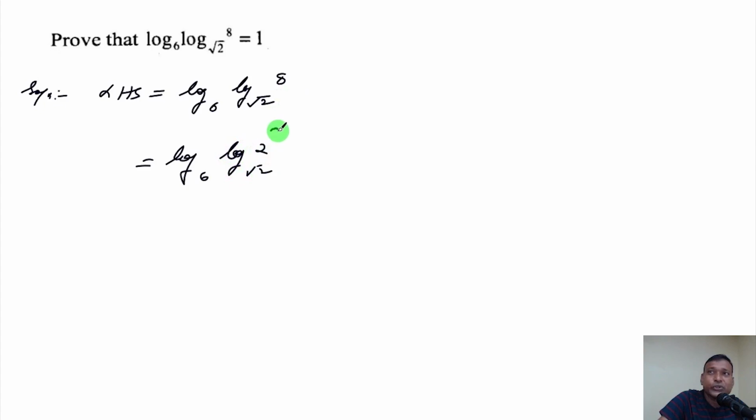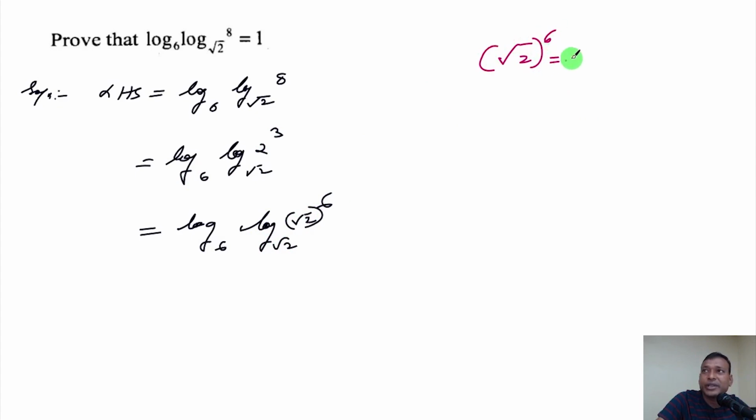We can write 8 as 2 cube, but we have root 2 here. So I can write this 2 as root 2 whole power 6. Yes, root 2 whole power 6 is 2 cube. Let us check. Root 2 whole power 6 means 2 power half whole power 6, which is equal to 2 power half into 6, 2 power 3, which is equal to 2 cube, and 2 cube is 8. That means 8 can be written as root 2 power 6.